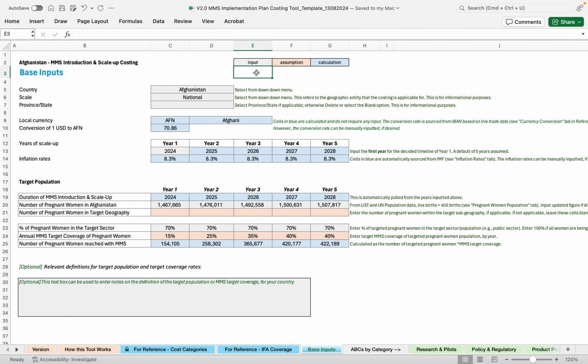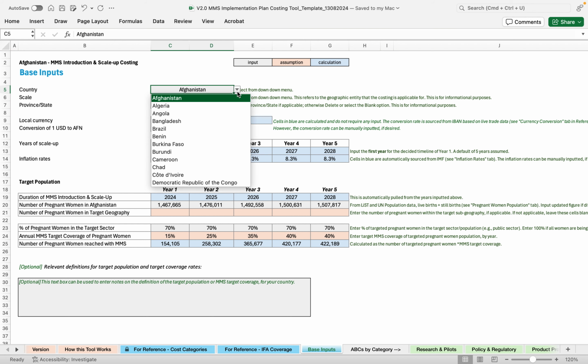So one thing that's important to note is the legend of the color coding of the cells. Any cells in gray are inputs, any cells in light orange are assumptions, and any cells in light blue are calculations. Calculation cells should not be touched, should not be manually changed as they're calculating an output within that cell.